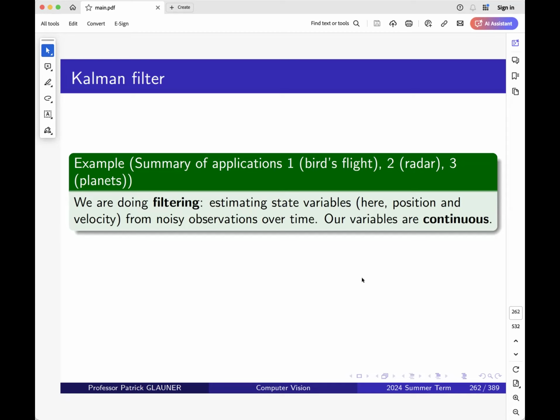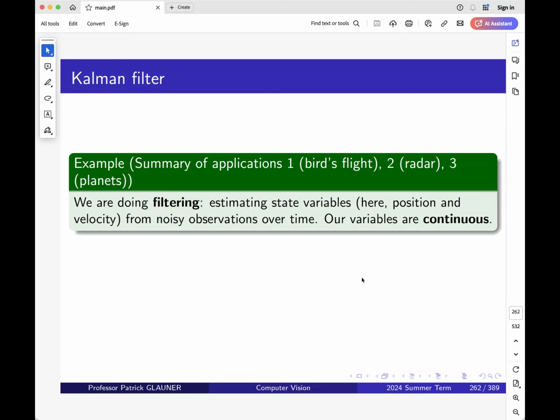And the advantage of these temporal models is that they are highly generic. You can put in vision data, you can put in something totally different. And all these three examples we motivated at the end of the last lecture were the bird's flight, the radar, and the planets, or estimating where those planets are from observations.